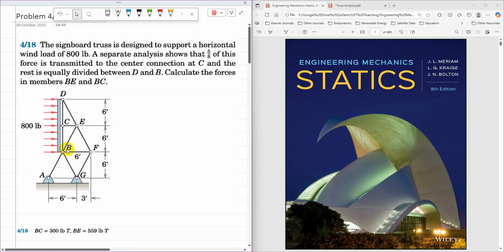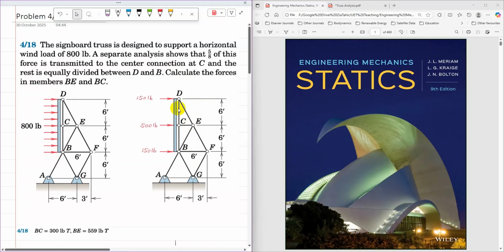So the required members are BE and BC, and the condition is that a wind load of 800 pounds acts on the signboard. 5/8 of this load, which is 500, acts at C, and the rest, 300, is transmitted equally at D and B. So out of that 300, 150 acts at D and 150 acts at B. Now the truss has been redrawn so that the wind load of 500 is applied at C, and the remaining 300 is equally divided at B and D as 150 pounds at both ends.